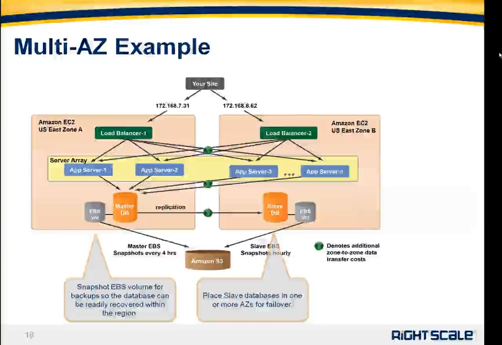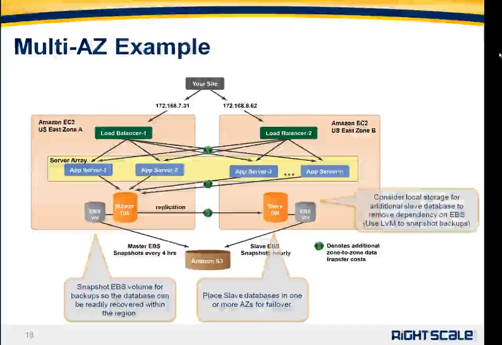And as I mentioned, you place the slave databases in 1 or more AZs so that you have that added availability and resiliency. You may want to consider local storage for additional slaves so that you remove that dependency on EBS. You can then use LVM snapshots to back that up to S3, for example, or Cloud Files or some other storage repository. One thing to notice here that I did not mention is the little dollar signs that you see. Those denote zone-to-zone data transfer costs, and currently within EC2 that is 1 cent per gigabyte. That's generally a cost that most of our customers are willing to absorb to add this availability to their applications, but it is something at least worth denoting.